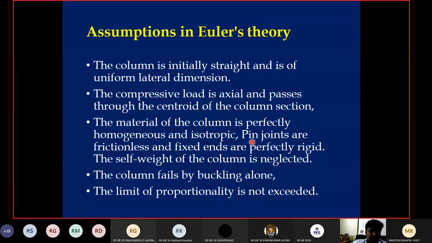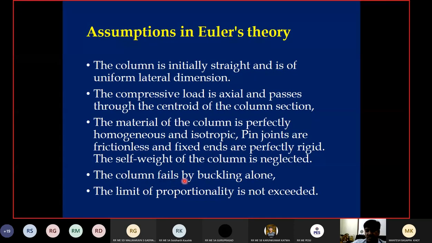The pin joints are frictionless and the fixed ends are perfectly rigid. When he derived it, he considered pin jointed and fixed conditions, various end conditions, in order to derive the equation. He assumed that pin joints are frictionless because friction induces one more equation, which need not be considered. And then the ends are perfectly rigid. The self weight of the column is neglected. That's also one of the assumptions which is not strictly true, but definitely it's going to be negligible, so this assumption is valid. The column fails by buckling alone.